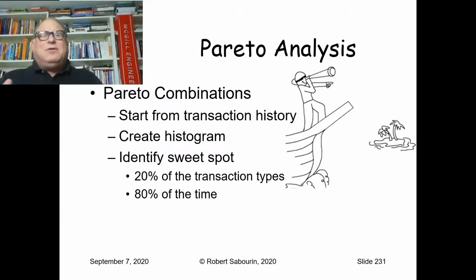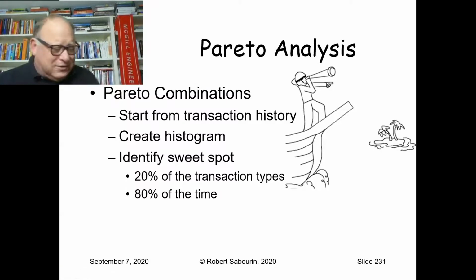And once we can count all these transactions, we can then make a list of them and draw that as a histogram, sort it by decreasing frequency, and we can then see if we have a Pareto distribution, which is going to become evident from the diagram. And once we've got that diagram, we can basically find the sweet spot. What is the sweet spot where we have 20% of the transaction types that take place 80% of the time? And that sweet spot is where we would focus our testing.